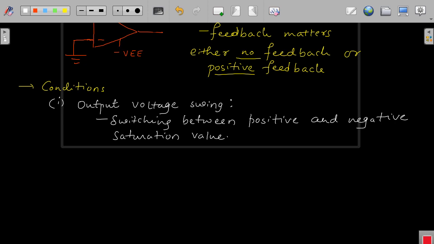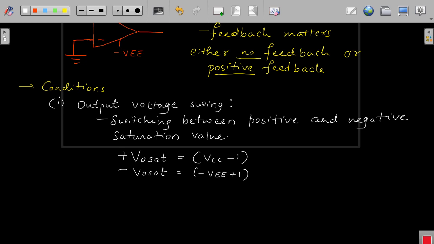So when we have this, the plus V naught sat or V naught sat you can take, many a times this word we will be using in our switching applications. So this plus V naught sat will be generally equal to VCC minus 1, and minus V naught sat will be generally equal to minus VEE plus 1.